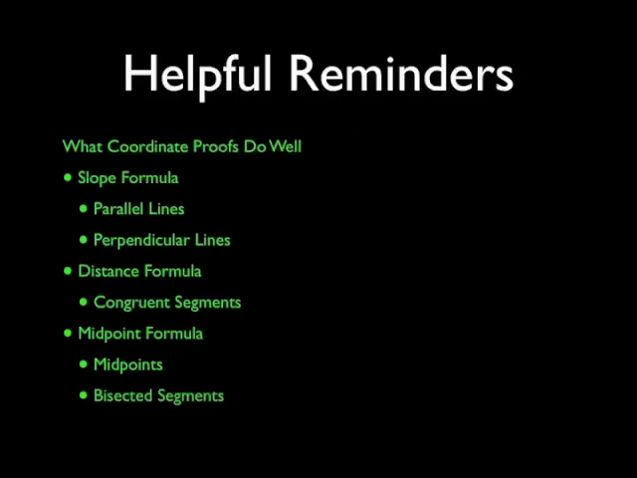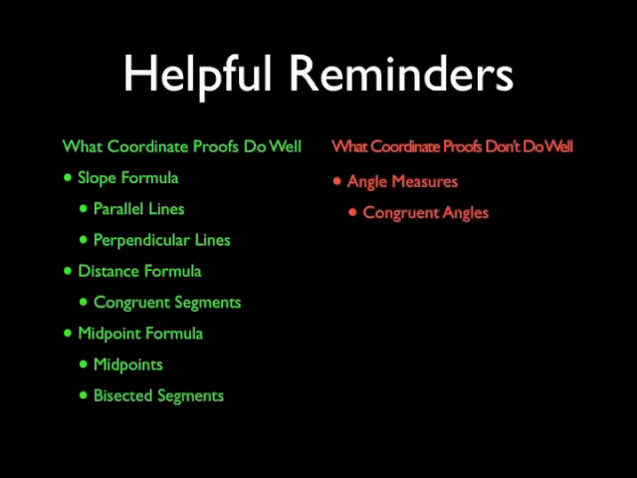Now, there are some things that coordinate geometry does not do well, and that is angle measures. It's very difficult to determine if angles are congruent, if they are supplementary, unless you have a linear pair, and if they're complementary, once again, unless you have adjacent complementary angles, because then you can use perpendicular lines. So we try to avoid angles and congruent angles in coordinate geometry. But that's okay, because we have plenty of tools that allow us to just work with the sides of figures to prove that they are congruent.